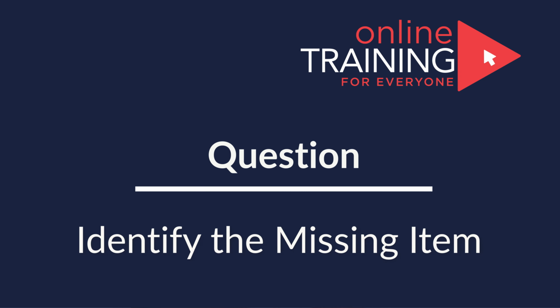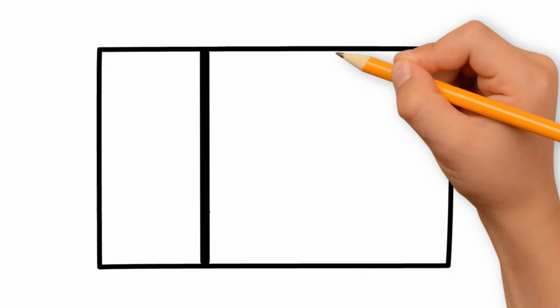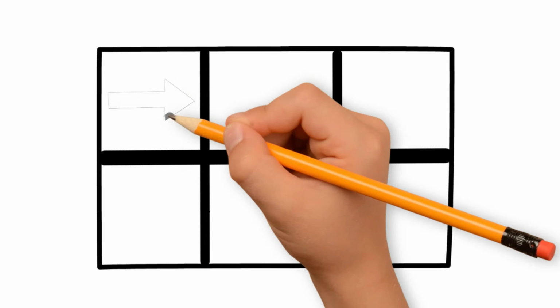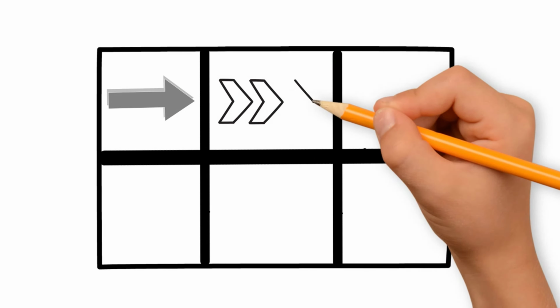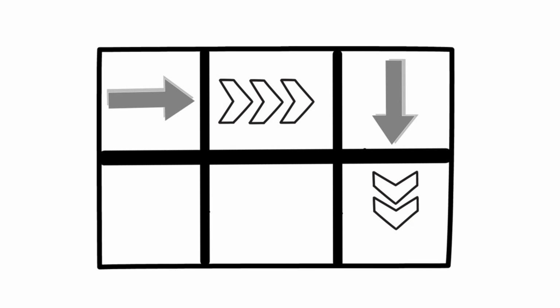I'm excited to share with you a cool question, which is easy to understand, but which doesn't have an obvious answer. You're presented with the 2 by 3 matrix. This matrix has arrows inside. There are two types of arrows: solid arrows, and then there are arrows that consist of 3 different shapes.